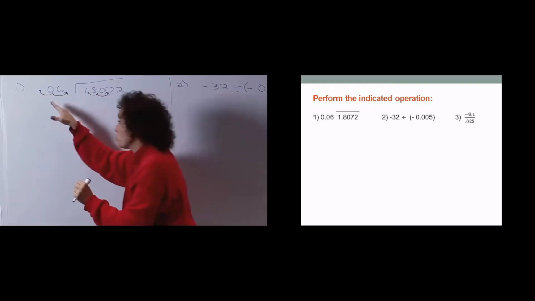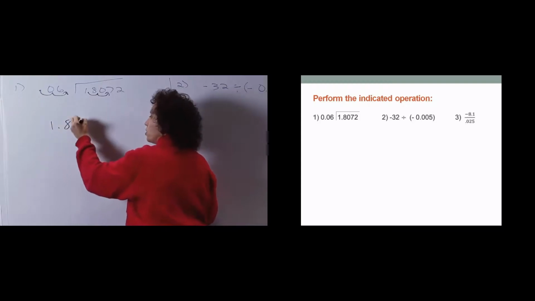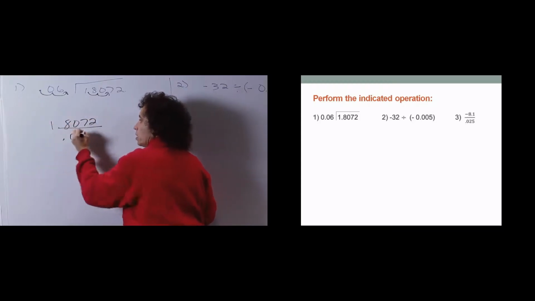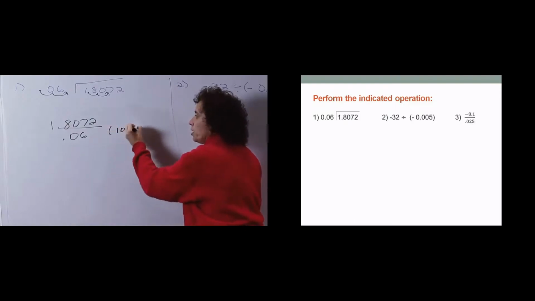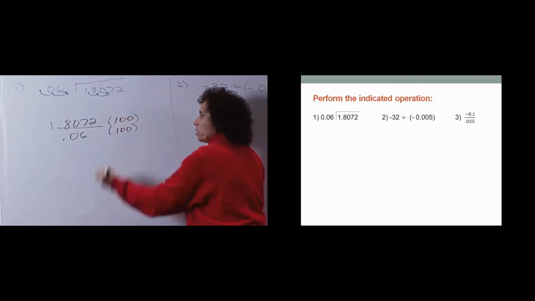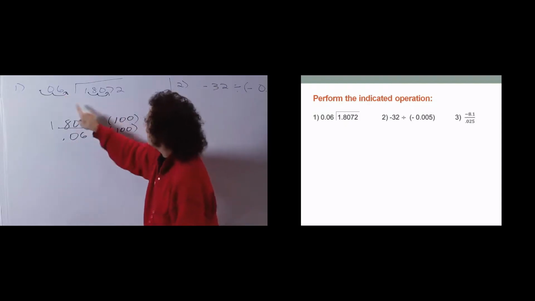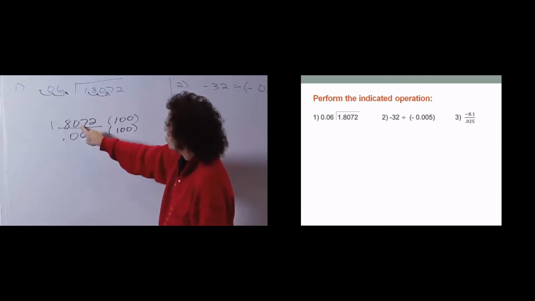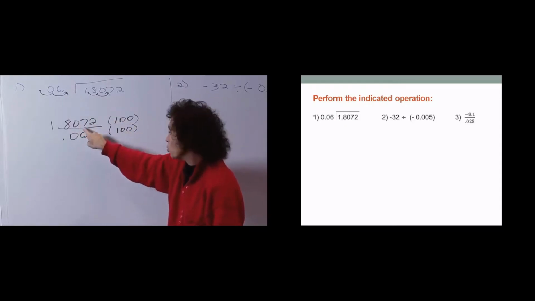You really just multiplied the numerator, and I don't mean to beat a dead horse, but this is really what you did. You said, I need that to be a whole number. I'll multiply that by 100. I'll multiply that by 100. So that's what you did. And by doing that, this became a 6, and this became 180.72, because multiplying by 100 moves the decimal over 2 places.